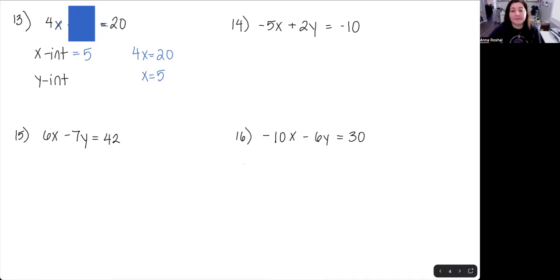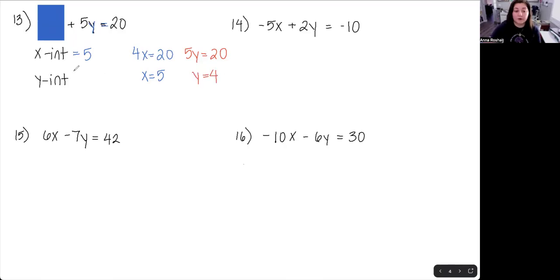I'm going to do the same thing for the y version, and I'm going to see that I have here 5y equals 20. So that's kind of covered up the x. And now I'm going to divide both sides by 5, and I'm going to get 4. So my y-intercept is 4. I do that in person when I teach things on the board.